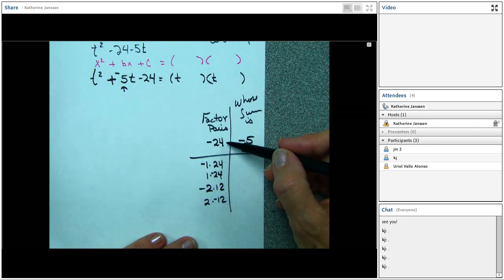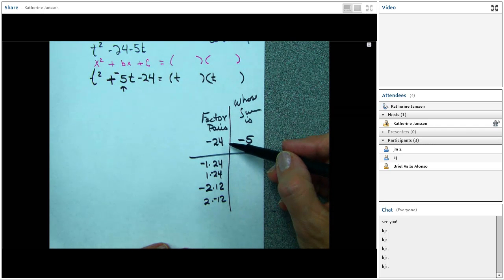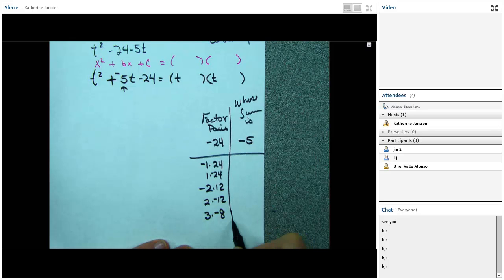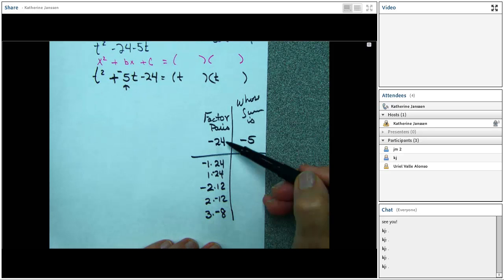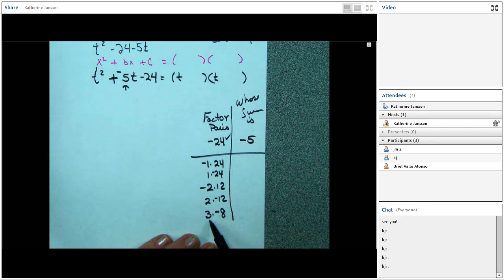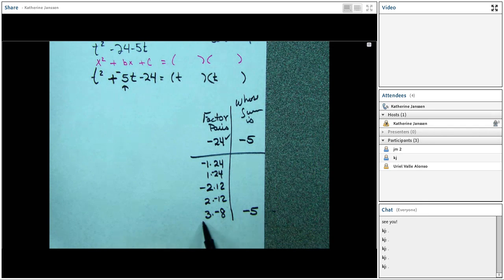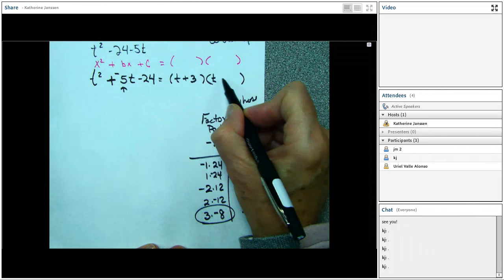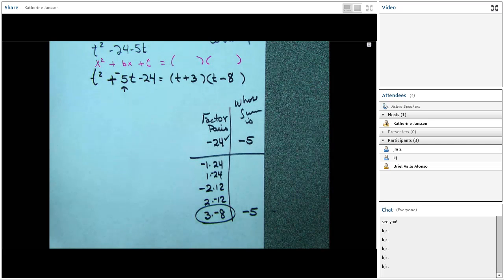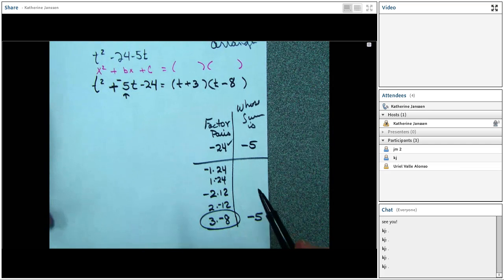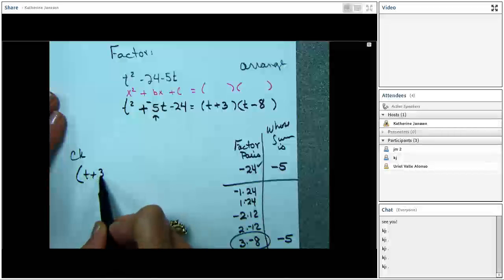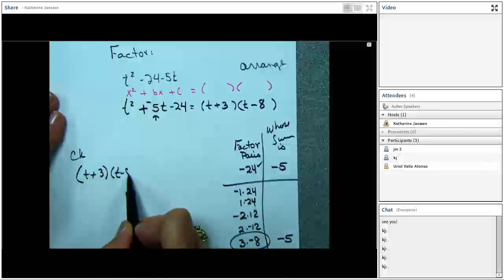Factor pairs of negative 24. How about 3 times a negative 8? 3 times a negative 8 is a negative 24, and 3 plus a negative 8 is a negative 5. There's my factor pairs, and I can fill in. So let's check. T plus 3 times t minus 8.